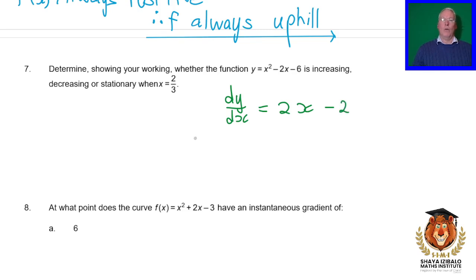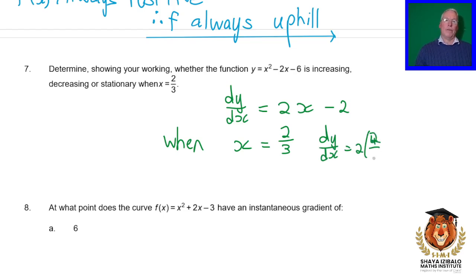Right. Now, when x equals 2/3, our gradient is going to be 2 lots of 2/3 minus 2. 2 lots of 2/3 is 4/3. 4/3 minus 2 is actually negative 2/3. Now, is that a positive or a negative gradient? That's a negative gradient. So, therefore, decreasing. The graph at that point will be decreasing. It will be going downhill.